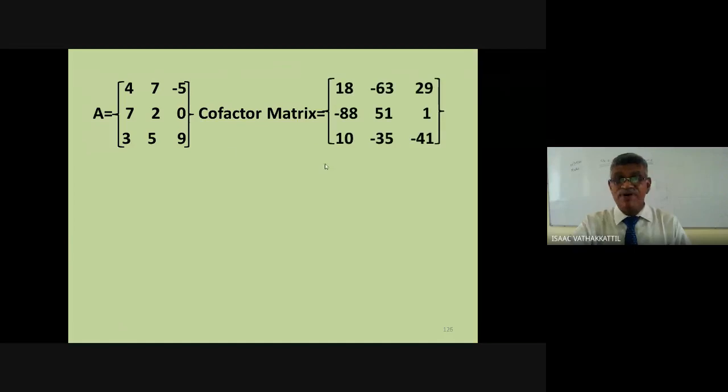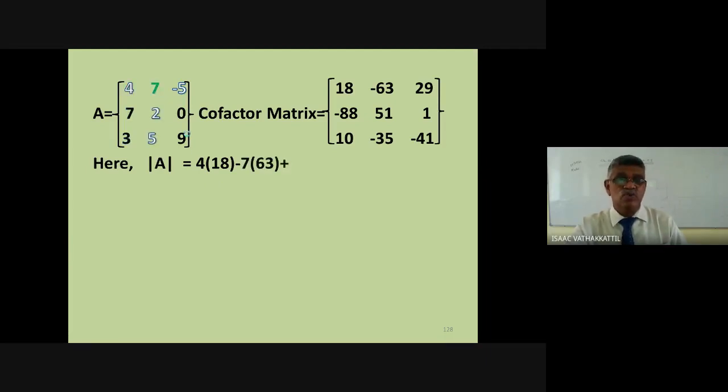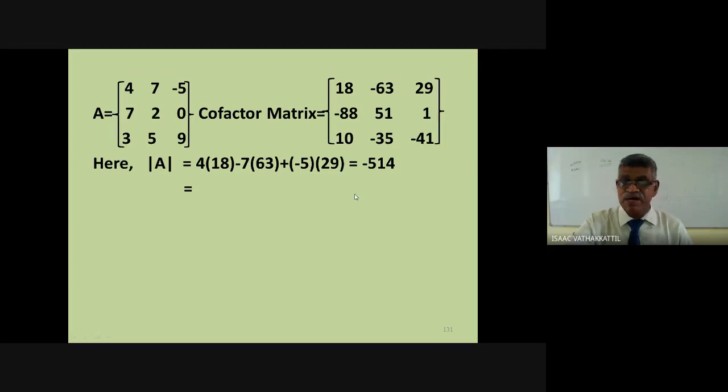I am only illustrating it with an example. This is the cofactor matrix we have seen earlier, and the determinant of A you can evaluate. That is 4 into 18 minus 0, minus 7 into 63 minus 0, plus minus 5 into 35 minus 6, that is 29. The determinant is evaluated as minus 514.